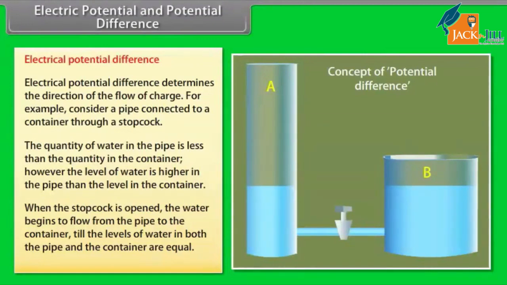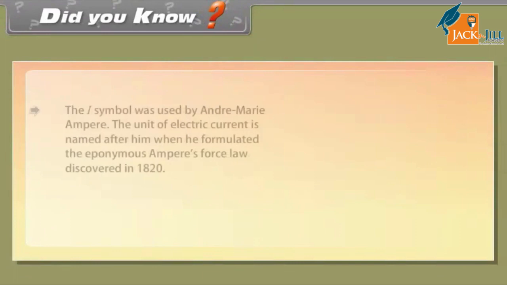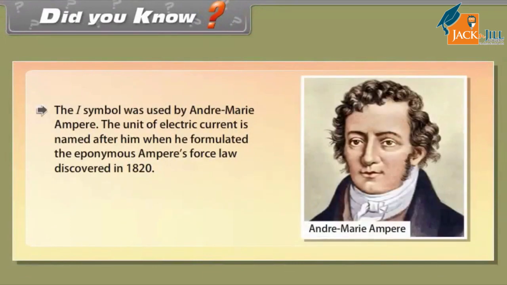This determines that it is not the quantity of water but the level of water which decides the direction of flow of water. It is the potential difference that is responsible for the flow of water. Did you know? The I symbol was used by André Marie Ampère. The unit of electric current is named after him when he formulated the eponymous Ampère's force law discovered in 1820.